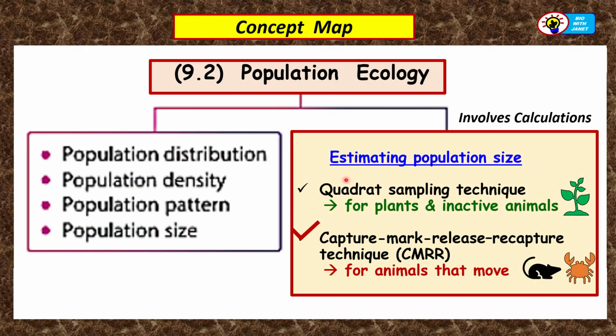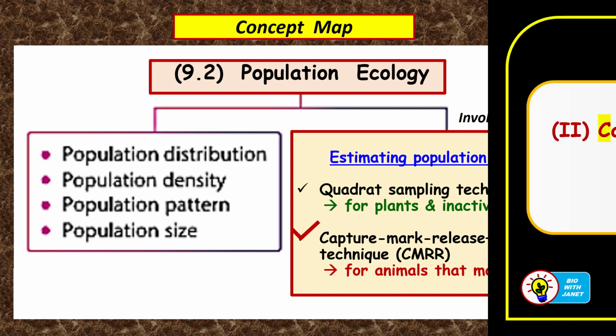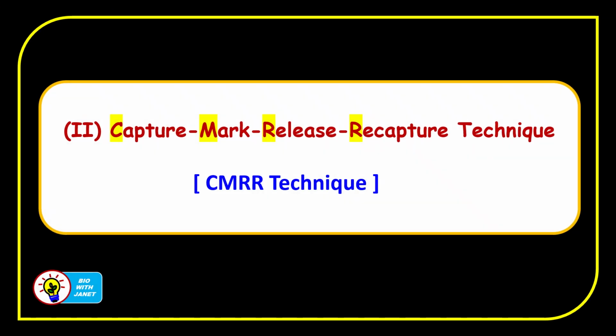Right, so here's our concept map. We are going to discuss the Capture, Mark, Release, Recapture technique, which is used to estimate the population size of animals that can move freely in their habitat, such as rats, even crabs in the mangrove swamps, and so forth. Okay, so the CMRR technique, or Capture, Mark, Release, Recapture technique.